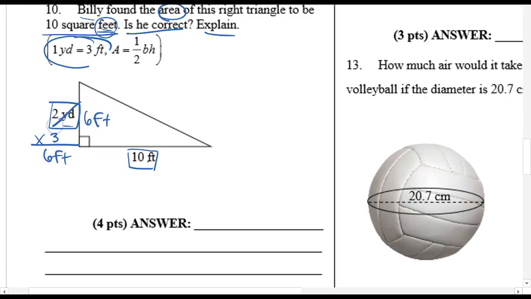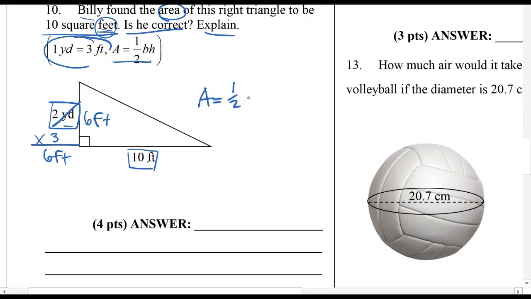Okay, not 2 yards. Now the area of a triangle, and you'll see it's on the test, it's right there, the formula, is 1/2 times the base, and remember the base is down here, the bottom of the triangle, so it's 10, times the height, that's the h. So then the height is the 6, how tall the triangle is. Okay?